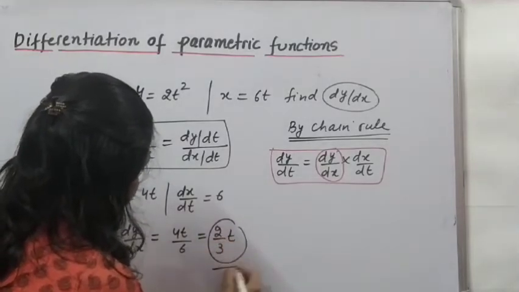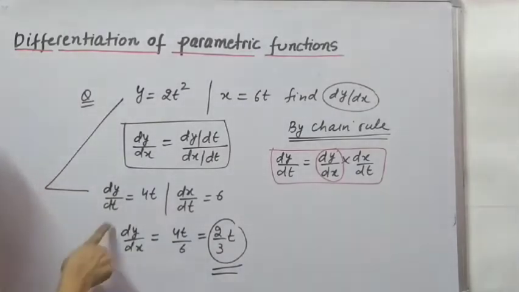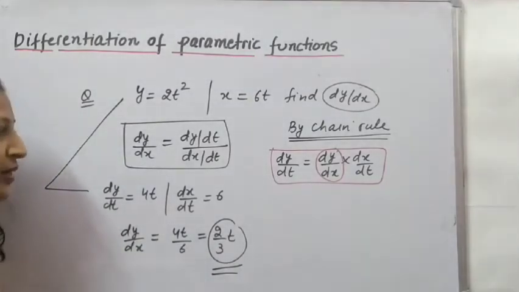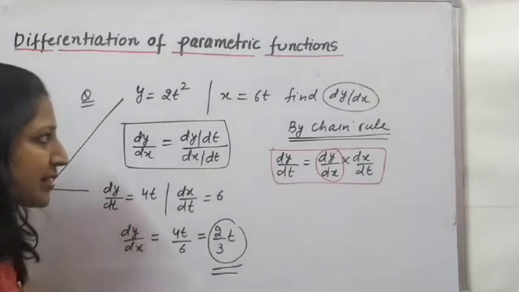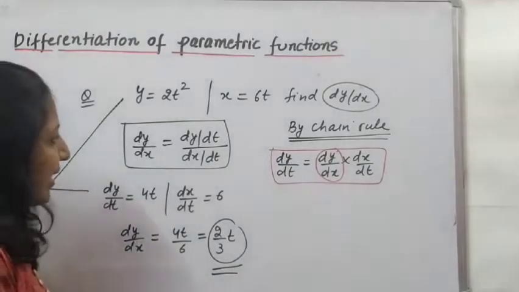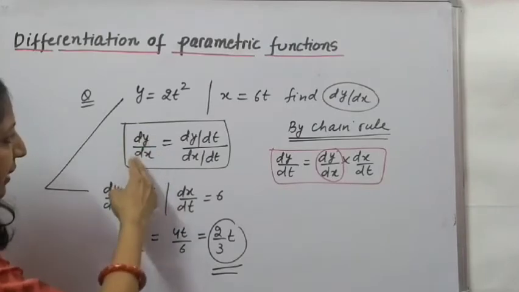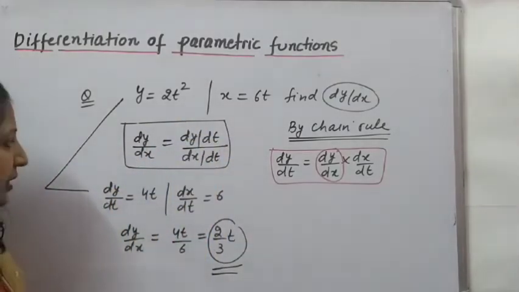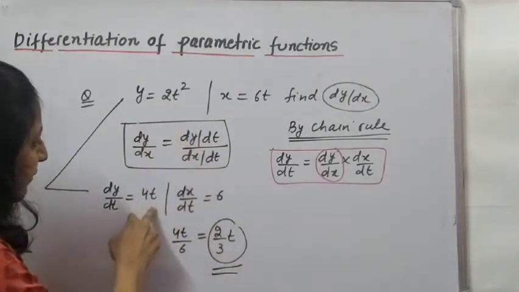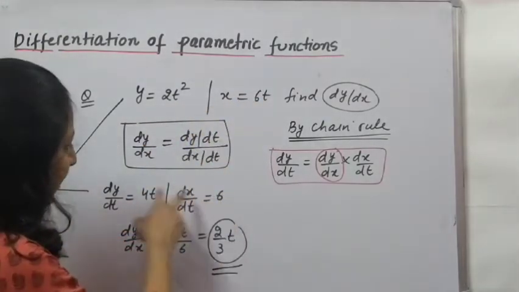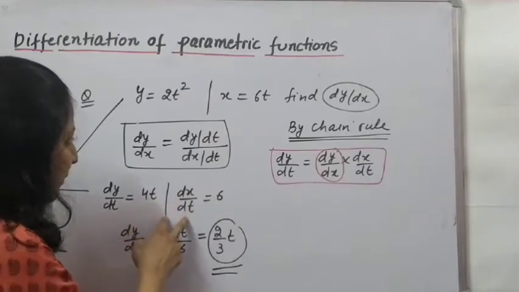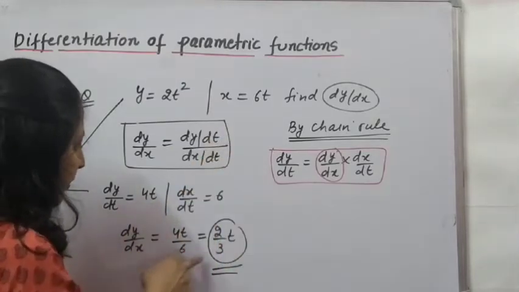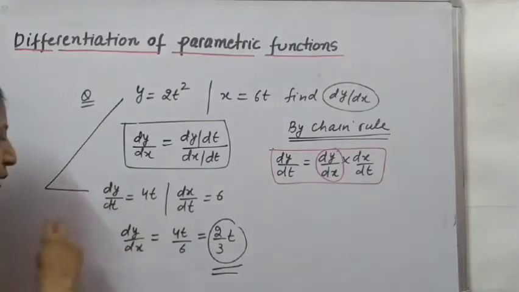So it is our final answer, that is the value of the derivative of y with respect to x. So students, it's very simple to differentiate a function in parametric form. We have to use this formula, that is dy by dx is equal to dy by dt divided by dx by dt, right? First of all, we will differentiate y with respect to t, then x with respect to t, and then put the respective values in this formula, and after substituting and solving, we will get our required value, that is dy by dx, right?